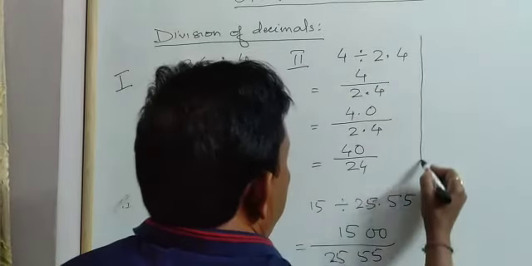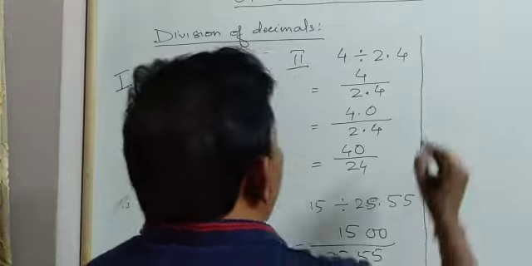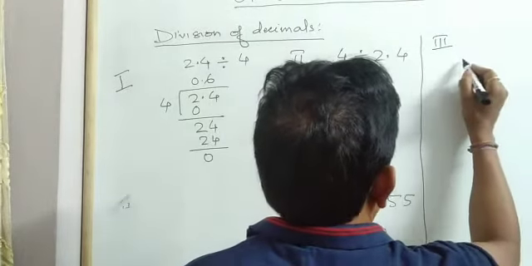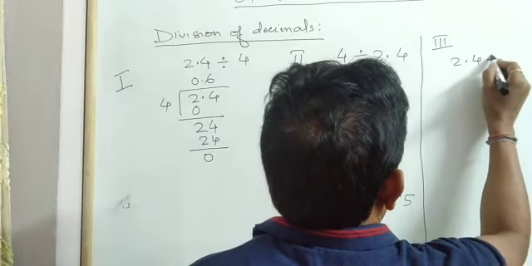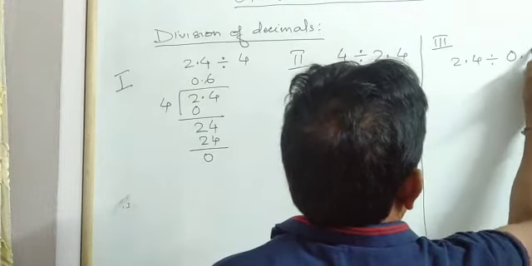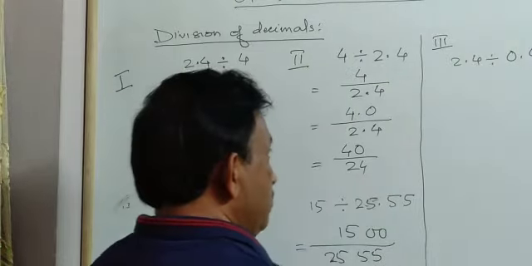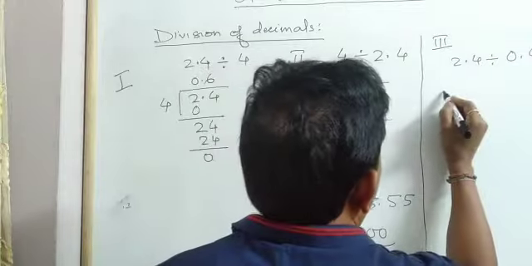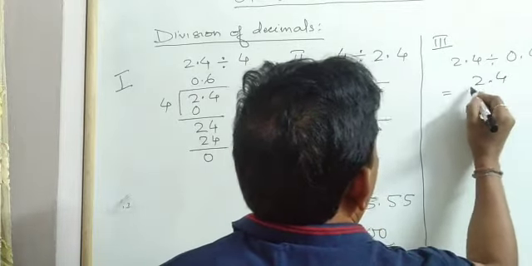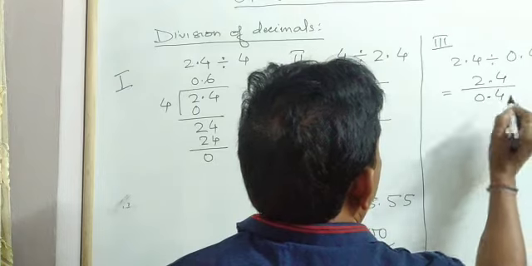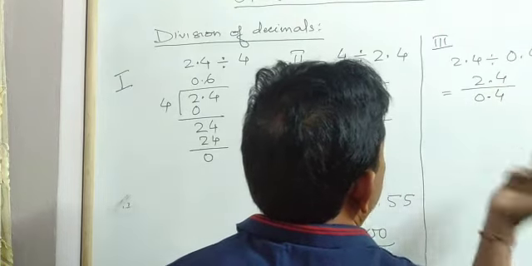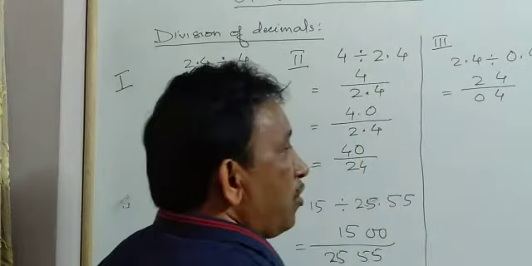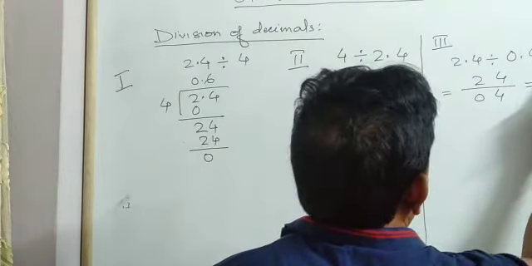Now case number 3 is multiplying or dividing decimals by decimals. Suppose 2.4 divided by 0.4. Now here it is very simple. Whatever I said here, you have to follow that only. So it is 2.4 divided by 0.4. Here after decimal 1 digit, here also after decimal 1 digit. So you can simply remove the decimal. So it becomes 24 divided by 4, which is equal to 6.